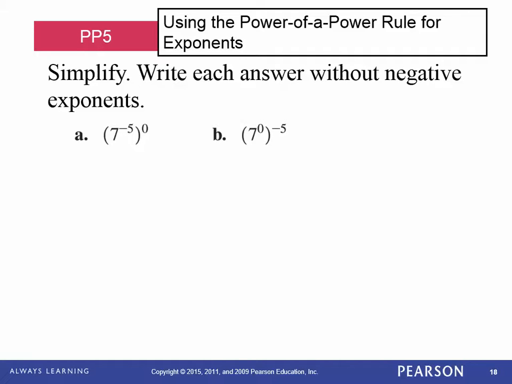So simplify, write this without any negative exponents. Okay, so hopefully you saw this here. Exponent inside the parenthesis, exponent outside. Really, this is going to be negative 5 times 0, or just 0. And that eventually will still turn into a 1. Is that right? 7 to the 0 power is a 1. All right, the other way around. Still going to do the same thing. 0 times negative 5 is still 0, so you get the same exact answer both ways.